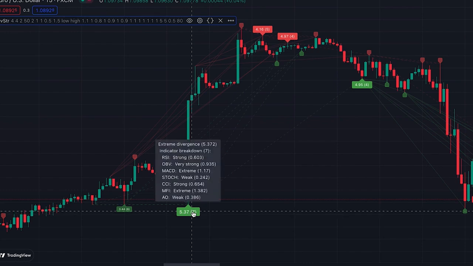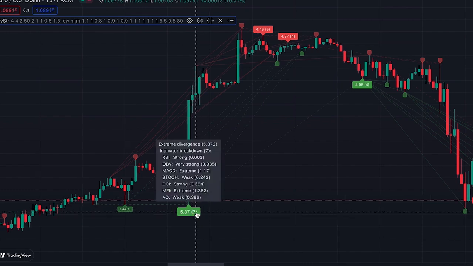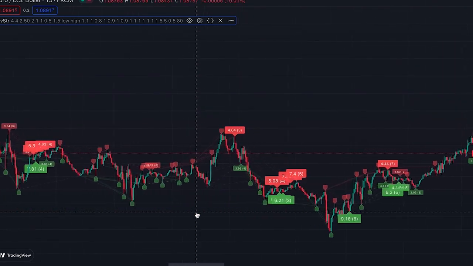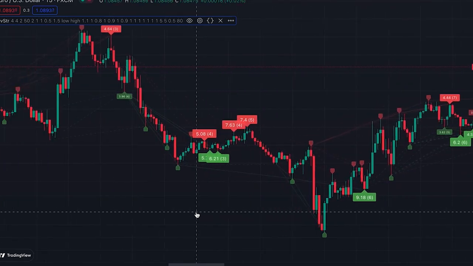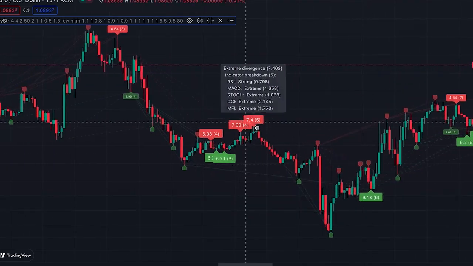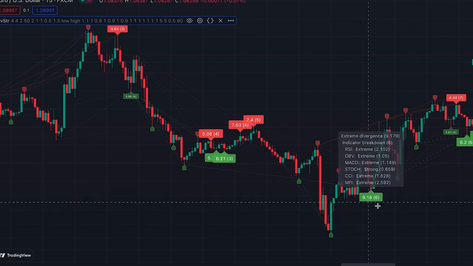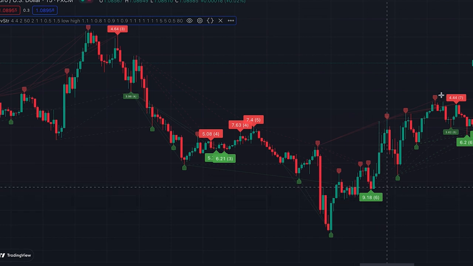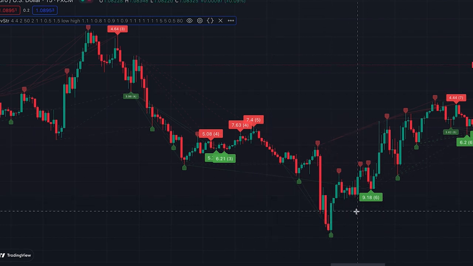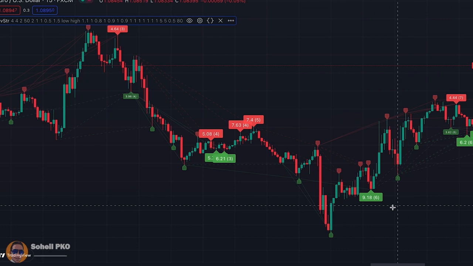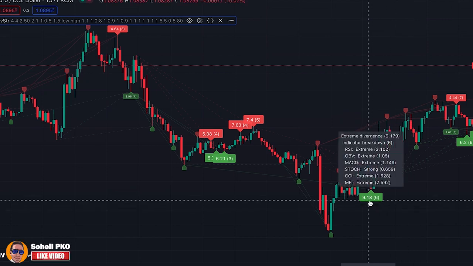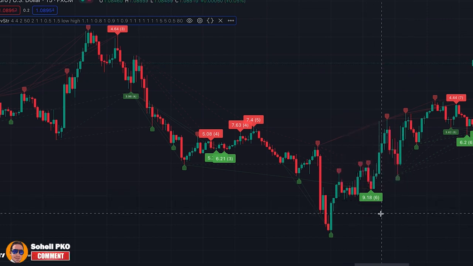For example, for extreme divergences with a strength of 7 or 8 or 9 that may happen on the chart, like this one or these ones, for these extreme divergences with high strength value, most of the time we have a considerable change in the direction of the market, which can be a good opportunity for trading. You must pay attention to both the strength and the number of indicators that show divergence.